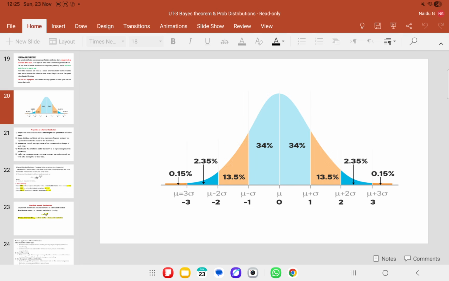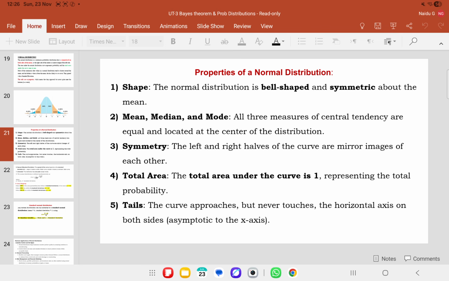Next is mean, median, mode. For any normally distributed data, if you find the mean, median and mode, all three must be equal. So surely you will get the mean value, median value, and mode value as equal.